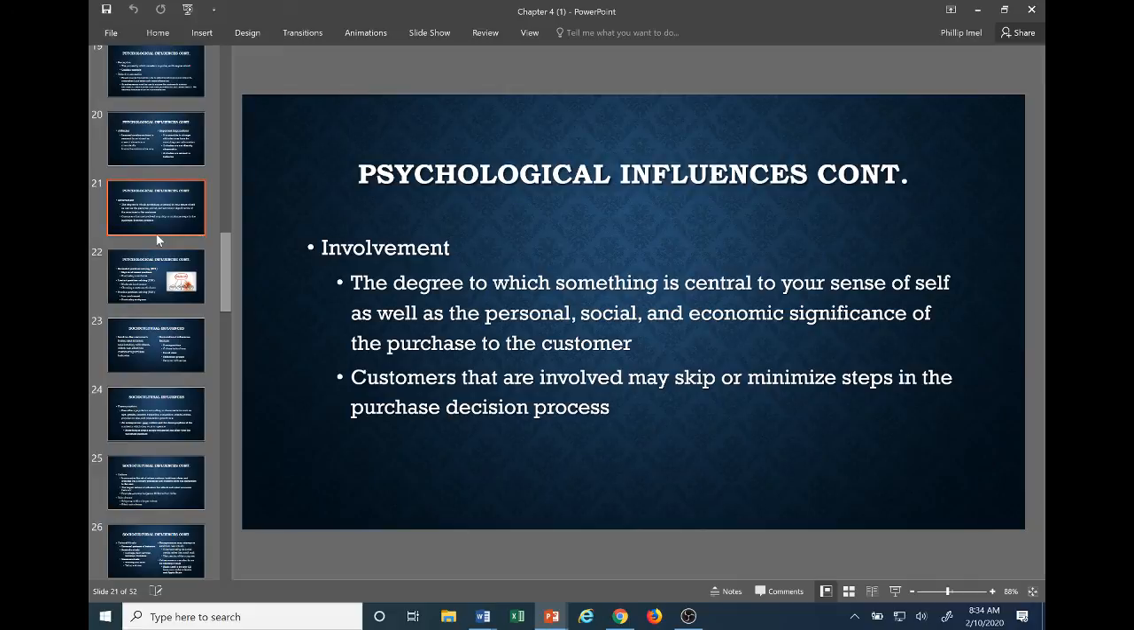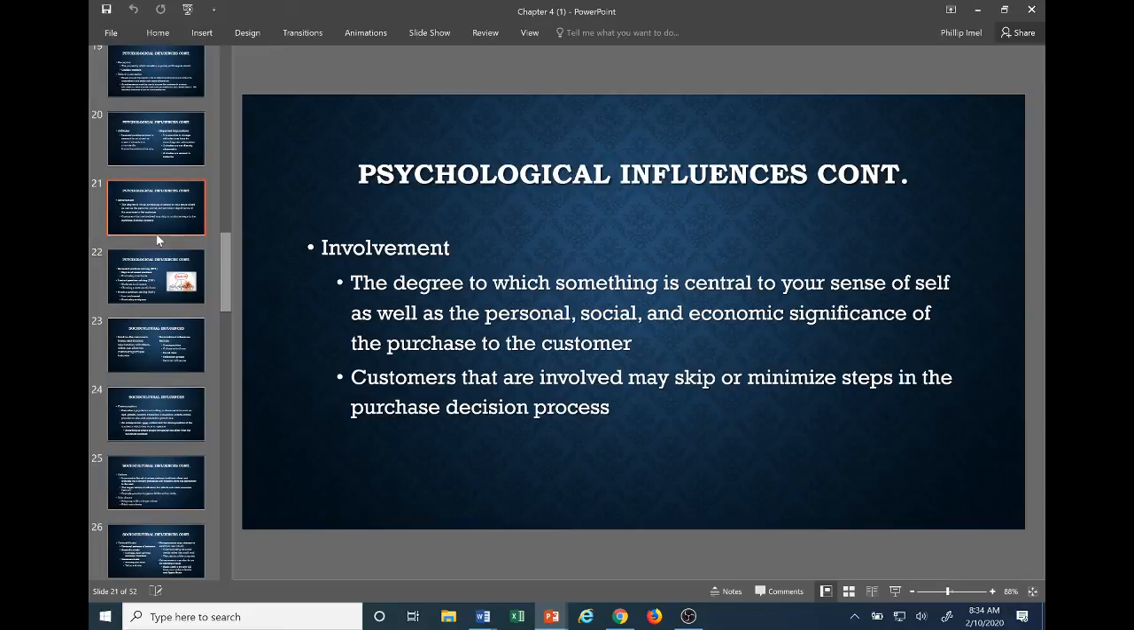Involvement, the degree to which something is central to your sense of self, as well as the personal, social, and economic significance of the purchase to the customer. And customers that are involved may skip or minimize steps in the purchase decision process.